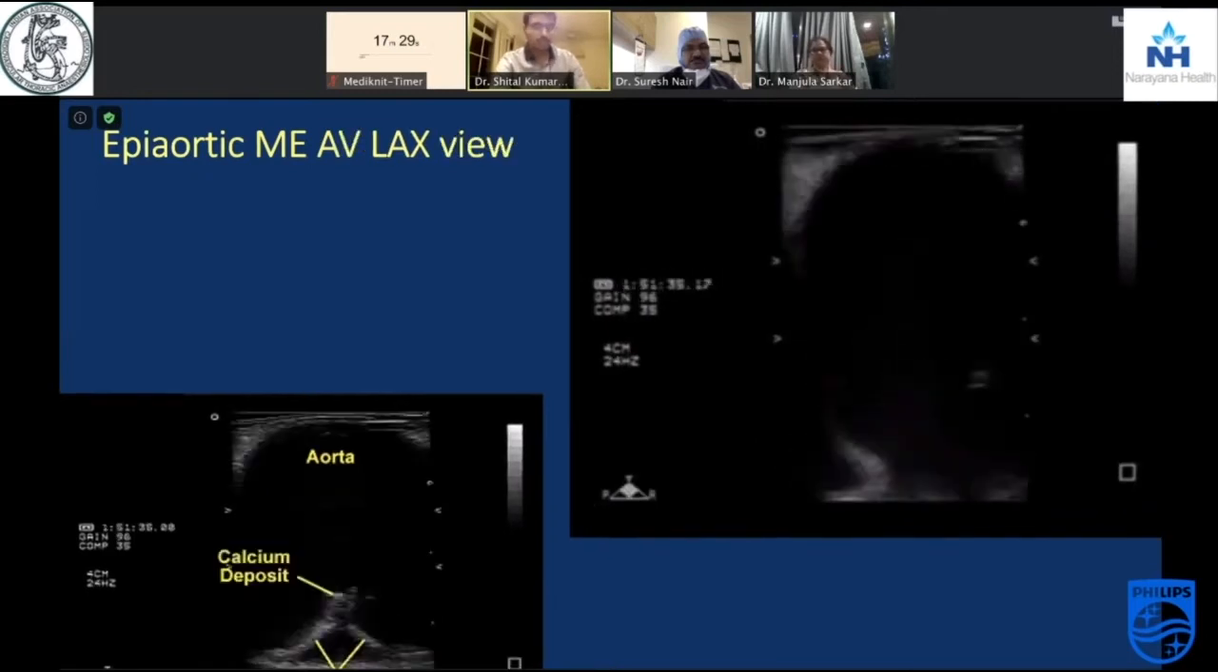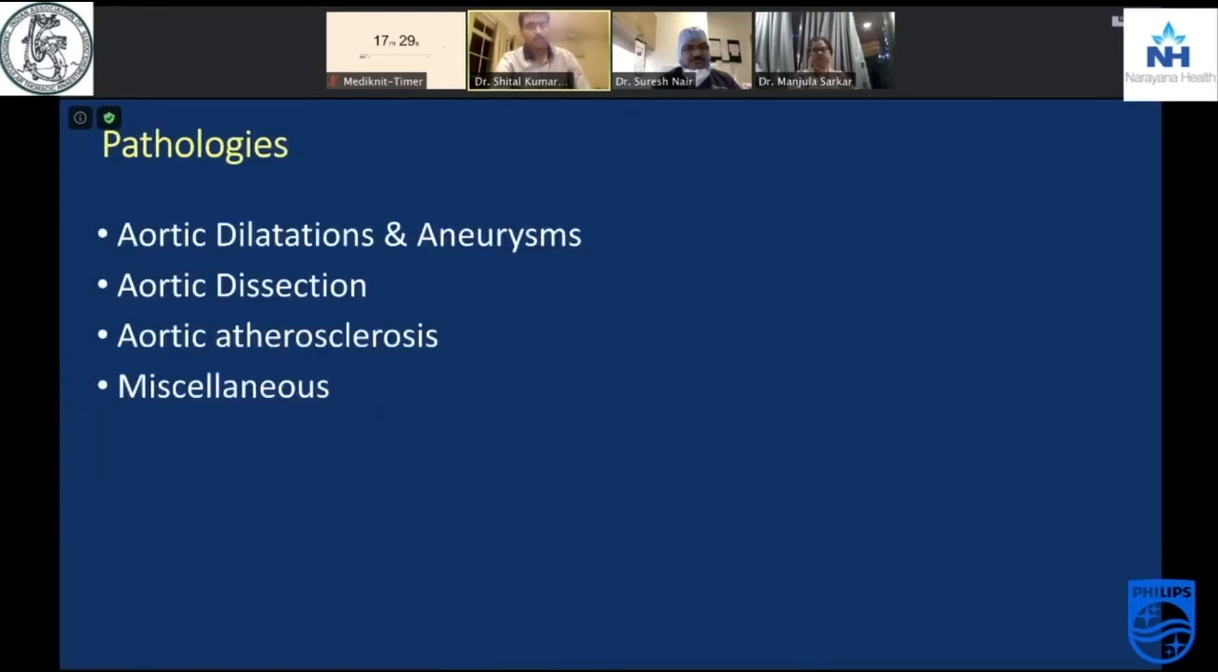In the mid-esophageal aortic valve long axis view. Okay, starting with the main part of the presentation, which is about the pathologies of the aorta, and I have looked up into 4 different categories: dilatation and aneurysms, dissections, aortic atherosclerosis, and miscellaneous.